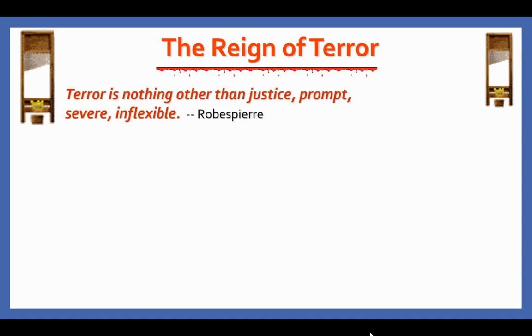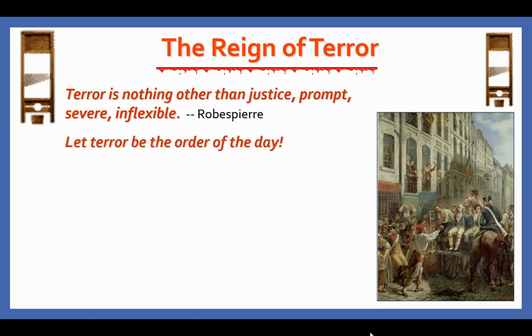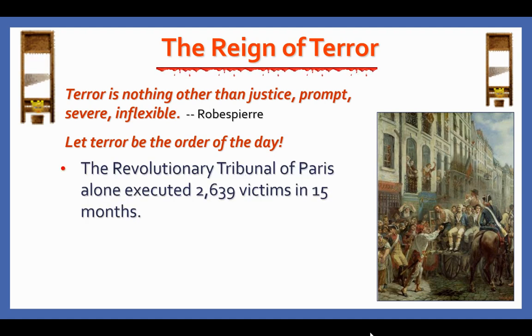The Reign of Terror is a time period where the enemies of the revolution, meaning the enemies of the Jacobins, are going to be put to death. Their leader was Maximilien Robespierre, who said, "Terror is nothing other than justice, prompt, severe, and inflexible. And let terror be the order of the day." What he's trying to do is eliminate those who oppose the French Republic through death. As you can see by my cool little meme there, you have the guillotines.